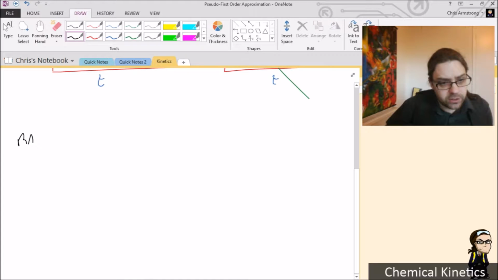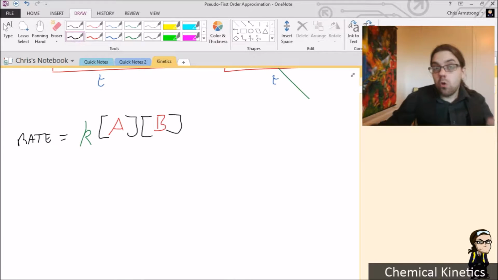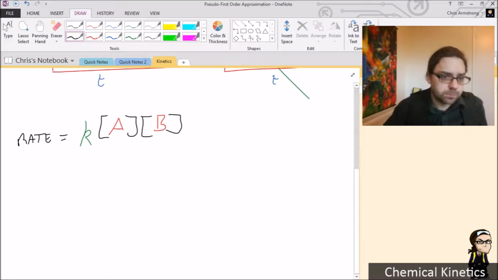So now let's just imagine our rate is equal to a second order reaction. That's k times two reactants, A and B. This is a bit harder to work out. You can do a little bit of modeling to deal with it, but it is not immediately very easy to solve. There's more than one variable. It's very difficult to actually get a rate constant out of this.